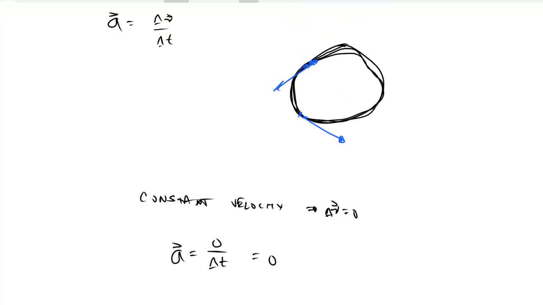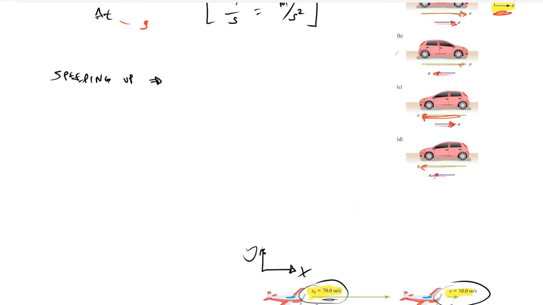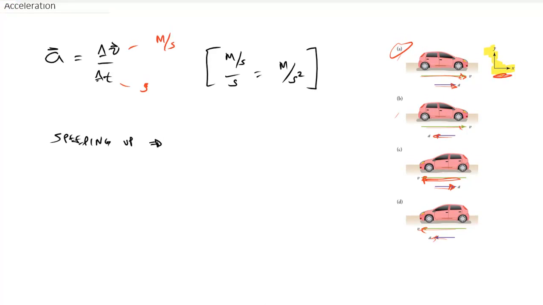So there's acceleration. Also, sometimes if an object is slowing down, we call that deceleration. If it's speeding up, it's sometimes referred to as acceleration, but they're still both accelerations. We could just say accelerating in the positive direction or accelerating in the negative direction.